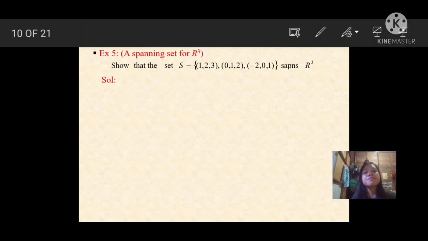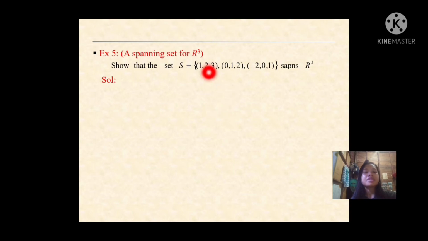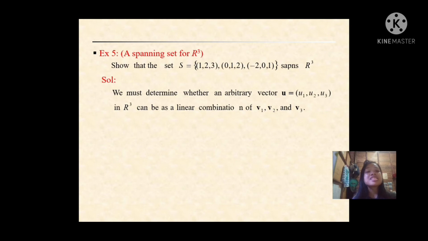For example 5, a spanning set for R cubed. Show that the set S, for the first vector V sub 1 is (1, 2, 3), the second vector V sub 2 is (0, 1, 2), and the third vector V sub 3 is (-2, 0, 1), spans R cubed.